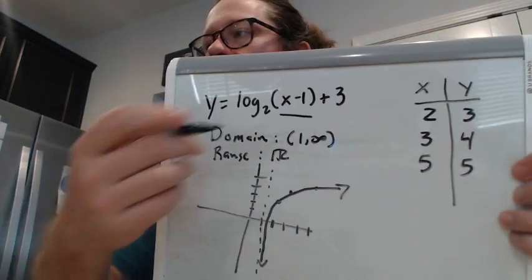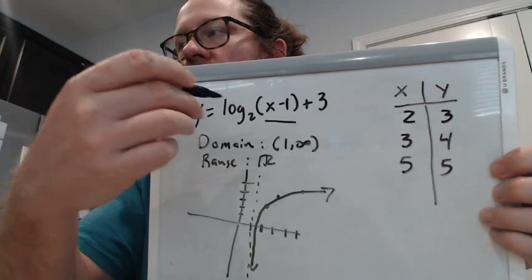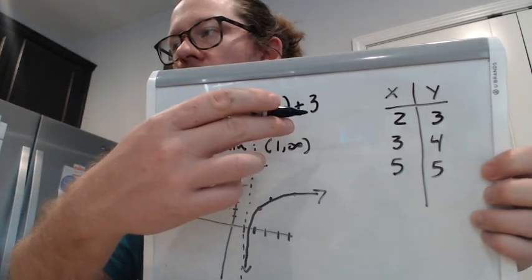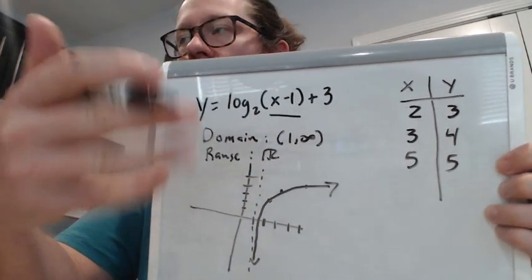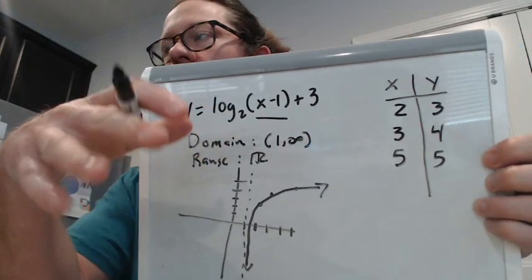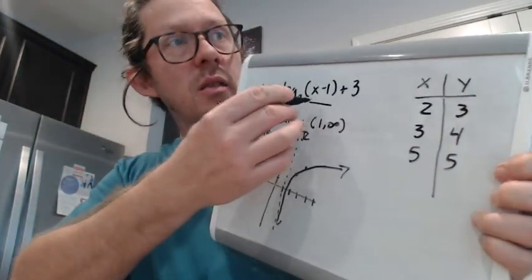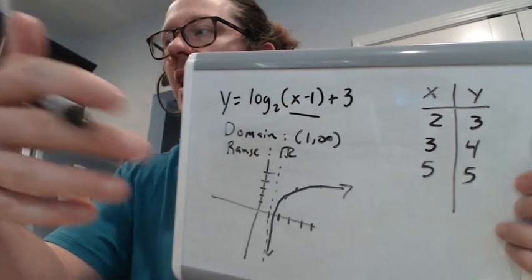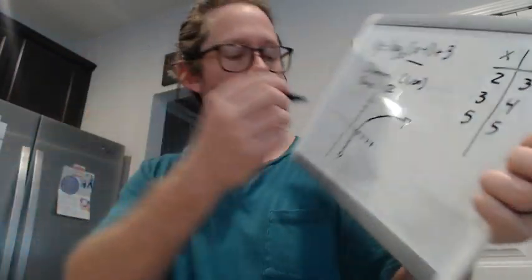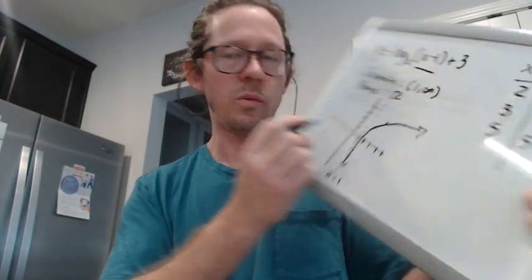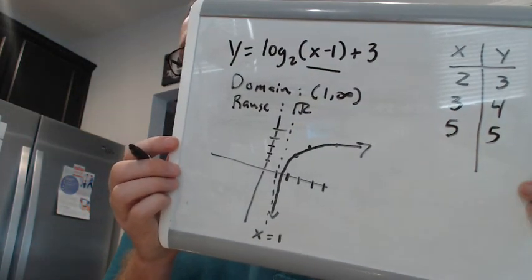Notice that the parent function is log base 2 of x, and it got shifted right 1, up 3, right? So all these points that would have been on the parent graph went right 1, up 3. But the main thing you need to know is this thing right here is going to not only affect the domain, but also the asymptote, right? So you can see that asymptote there at x equals 1.